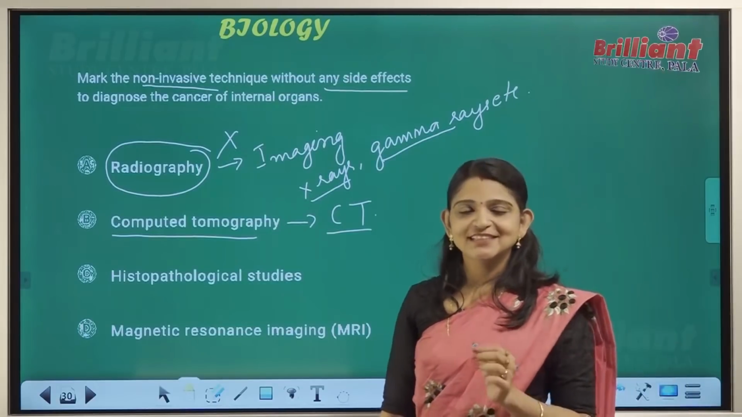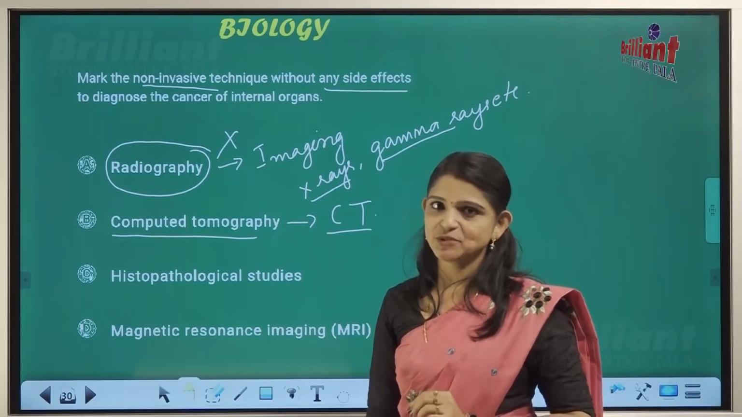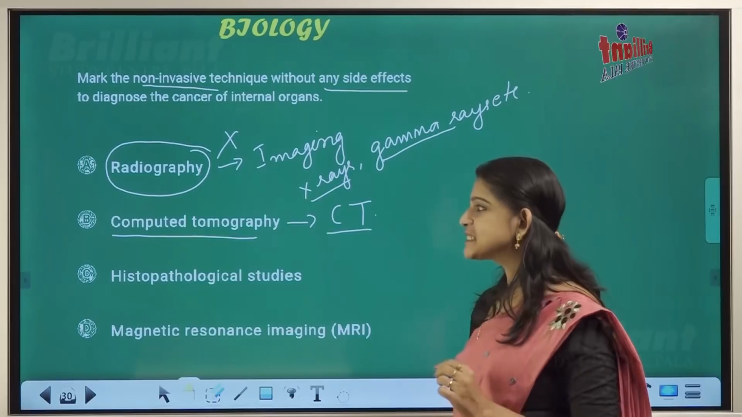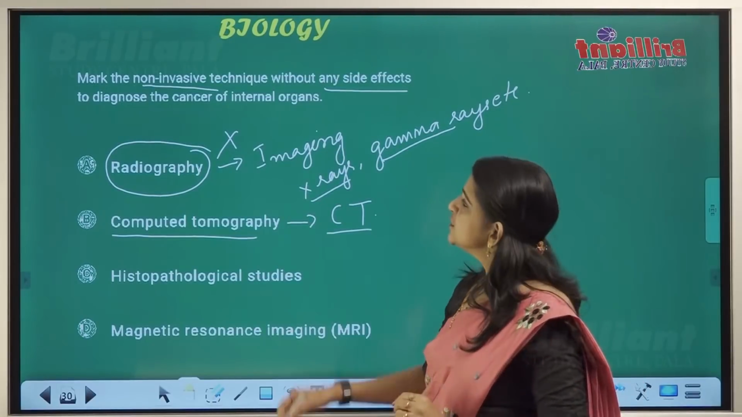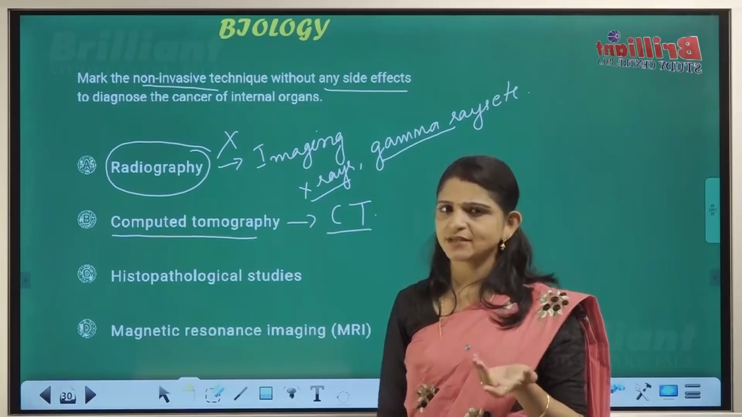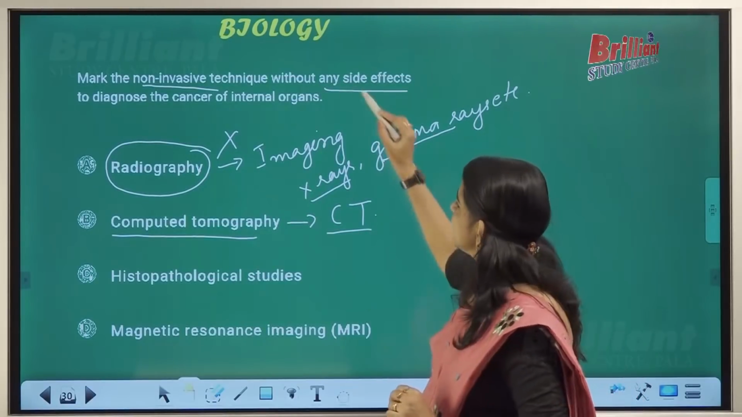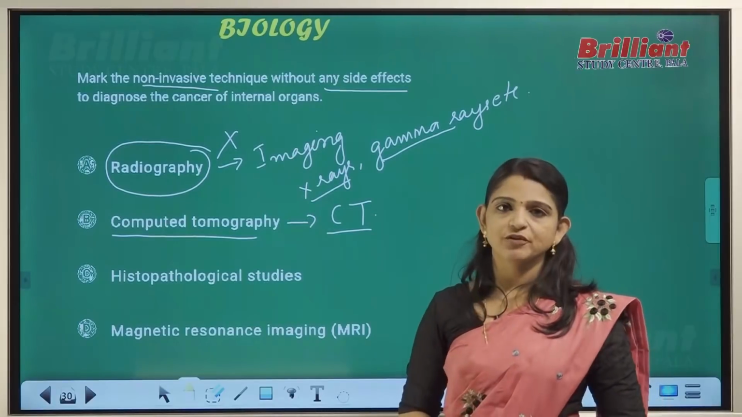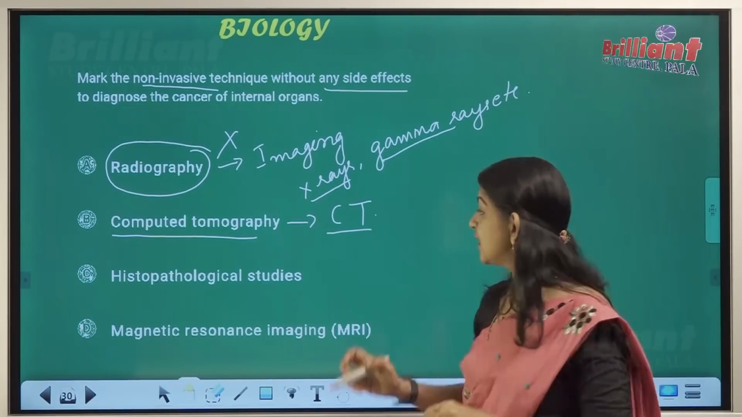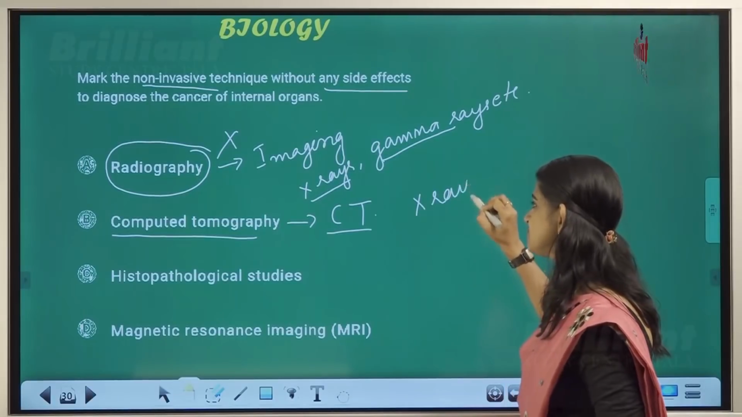Computed tomography is known as CT scan. You may have heard about CT scan, right? So when you're thinking about CT scan, it is also used to analyze cancer of internal organs. That may be correct. But here also there is one problem. In computed tomography, images are taken with the help of X-rays.